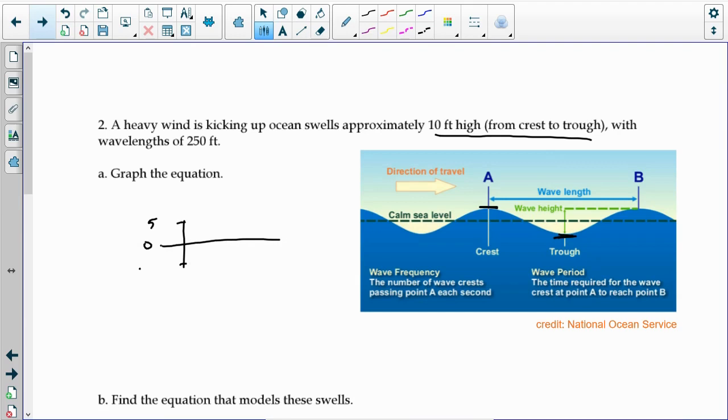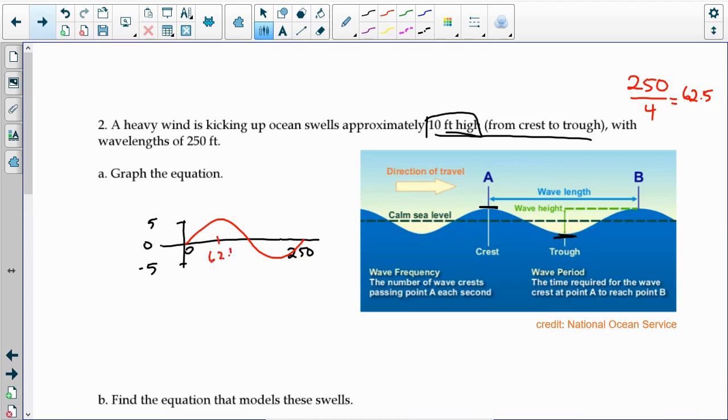So that means it's going from -5 at a trough to 5 at a crest based on that information. And then wavelengths are 250 feet. So we'll start at 0 and go to 250, and then we'll just kind of go from there. So there's our sine graph. If I'm looking at how much I have to go up by for my intervals when I'm graphing it, that's 250 over 4, and that is 62.5.